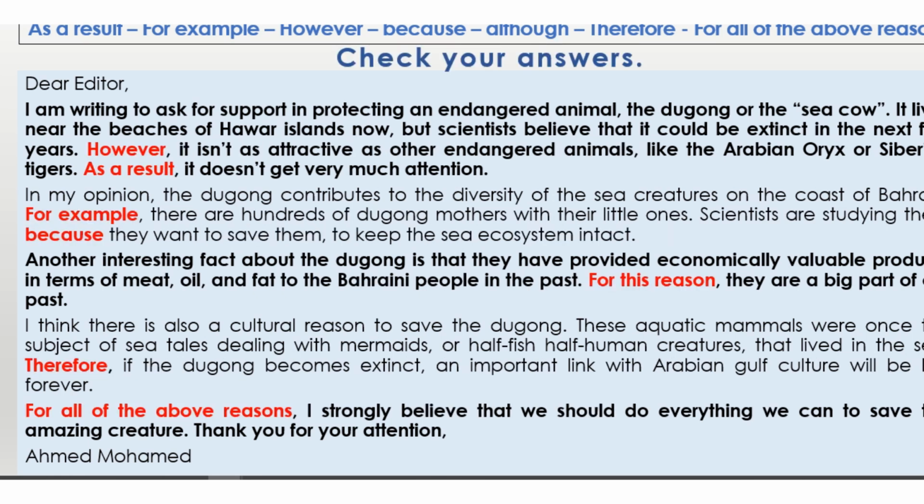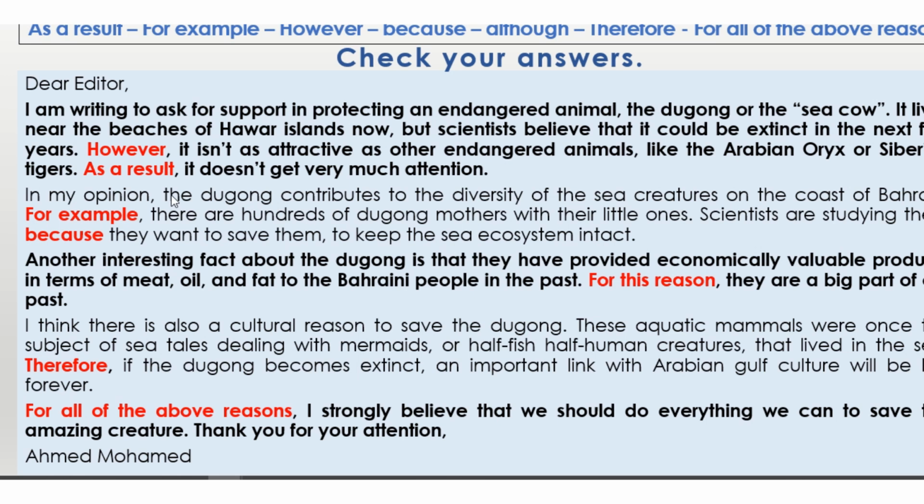Let's check. Now take a moment to read it for yourself. Dear editor, I am writing to ask for support in protecting an endangered animal, the dugong or the sea cow. It lives near the beaches of Hawaii Islands now, but scientists believe that it could be extinct in the next few years. However, it is not as attractive as other endangered animals like the Arabian oryx or the Siberian tigers. As a result, it doesn't get very much attention.